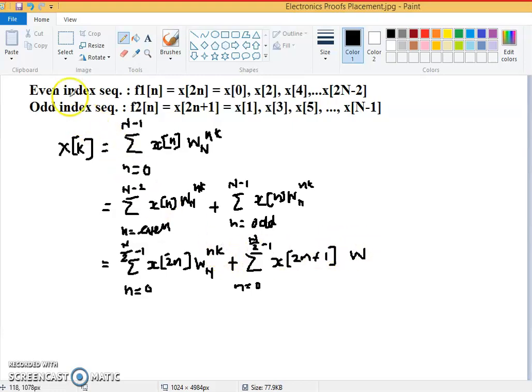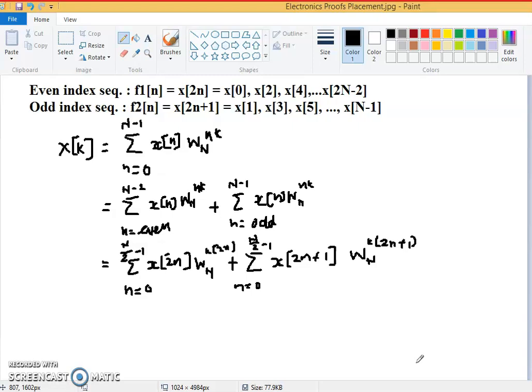Here the value of k will be k, and the value of n will be 2n. And here the value of n will be 2n plus 1, the value of n will be 2n plus 1.